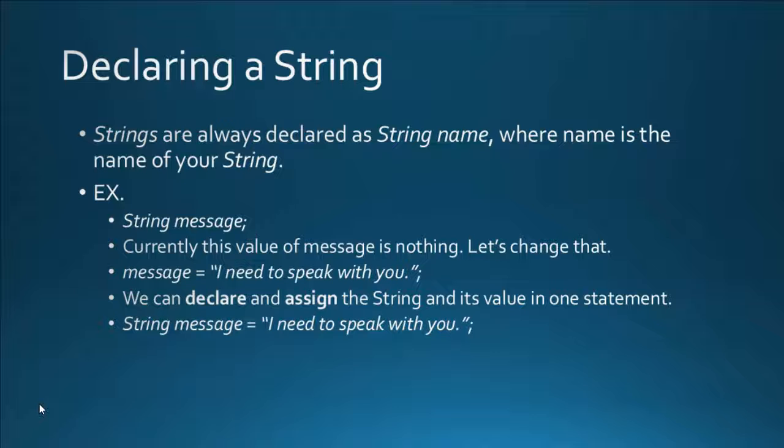So here's an example. String message. Currently, the value of message is nothing because I don't have it equal to anything. If you look in there, there's no equal sign. So we can change it though by doing message equals "I need to speak with you".